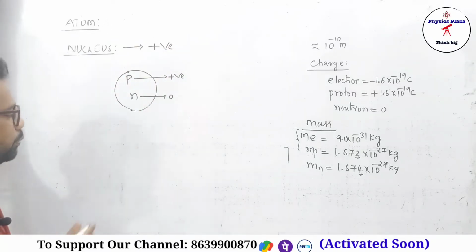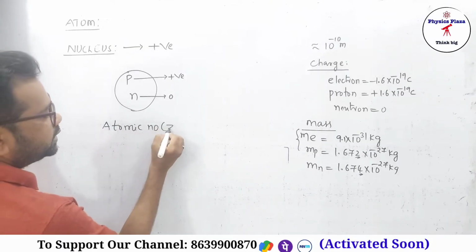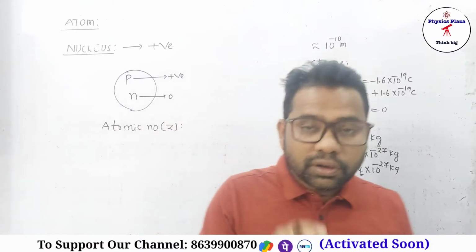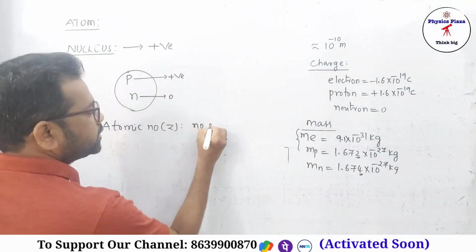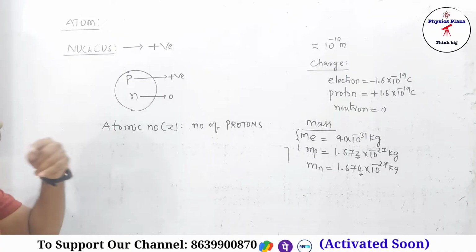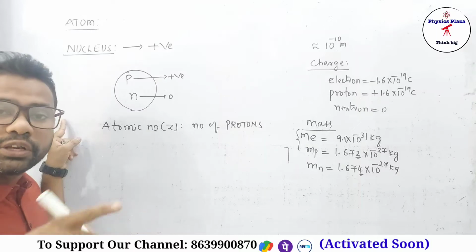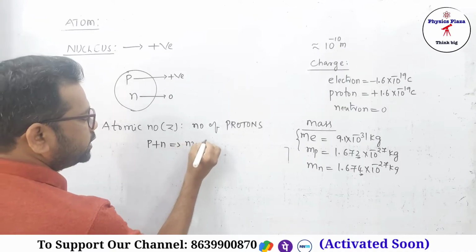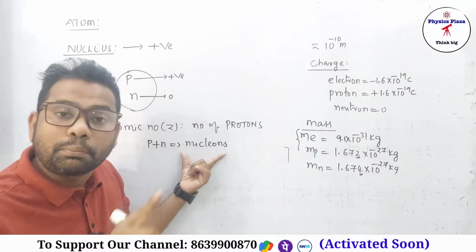Positive charge, fine. And here one more important word we need to see. What is that? Atomic number. Atomic number will be represented by Z. What is the atomic number, children? The number of protons in the nucleus of an atom we call the atomic number. Clear? Fine, children. And the protons and the neutrons together we call the nucleons. Protons plus neutrons together we call nucleons. Clear? This number of nucleons we call the mass number.